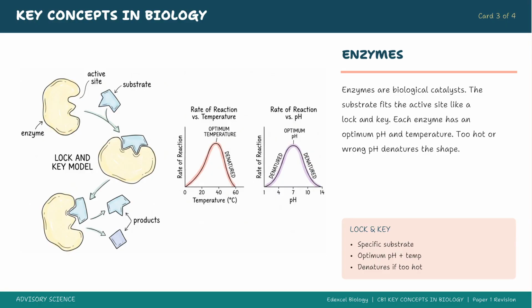3 things affect how well an enzyme works: temperature, pH, and substrate concentration. If the temperature is too high or the pH is too far from the optimum, the active site changes shape permanently, and that means the substrate can no longer fit. When that happens, we say that the enzyme has denatured.